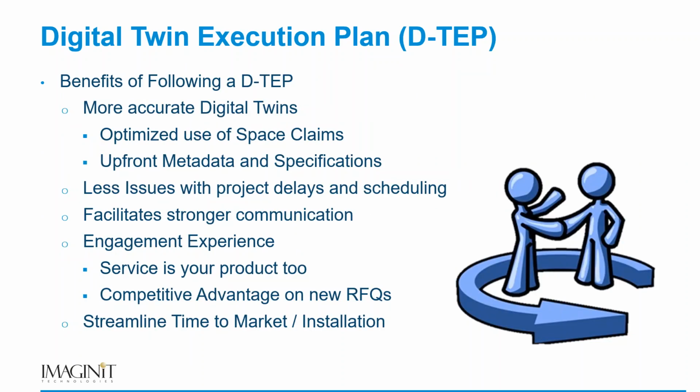Now, there's a lot of benefits for it, which are obvious, I would say, but to put them out there, you get more accurate digital twins by following a DTEP. You can use more of an optimized use of your space claims because it's a more true to life indication of what the asset is. You can have upfront metadata and specifications. You're not chasing your tail trying to figure out what the flow is from this machine to that machine, or what the electrical current might be on something, right? Or what the manufacturer or omni-class data might be. You'll see less issues with project delays and scheduling because of that.